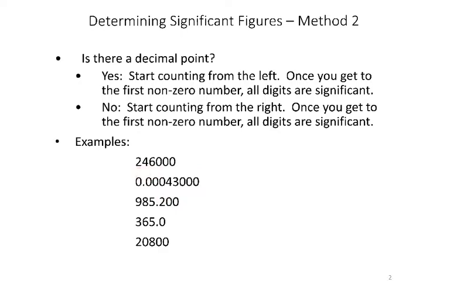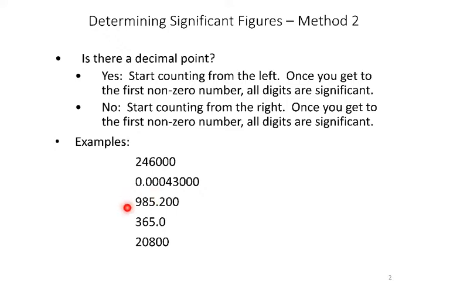Method 1, when I look at this number, I see I have leading zeros. They are never significant. The trailing zeros are significant because I have a decimal place. So this number has 1, 2, 3, 4, 5 significant figures. If I use the second method, I ask, is there a decimal point? The answer is yes. So I start counting from the left, and nothing is significant until I get to a non-zero number. So not. The 4 turns it on, so the 4 and everything after it is significant. So this number has 1, 2, 3, 4, 5 significant figures. Same result we came up with before.